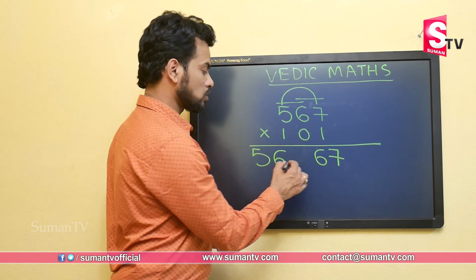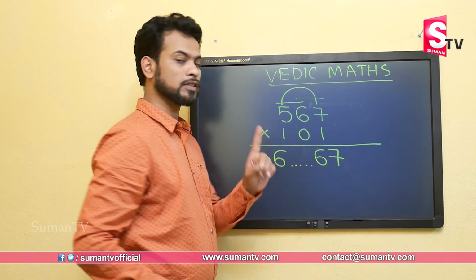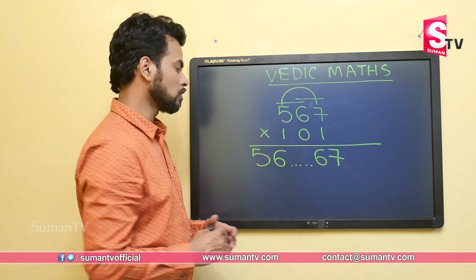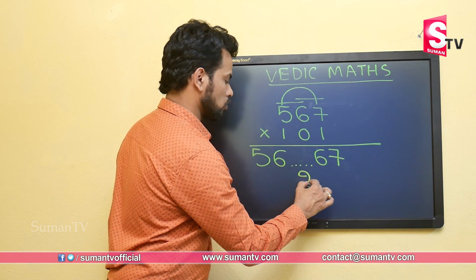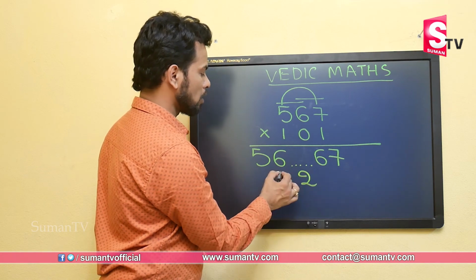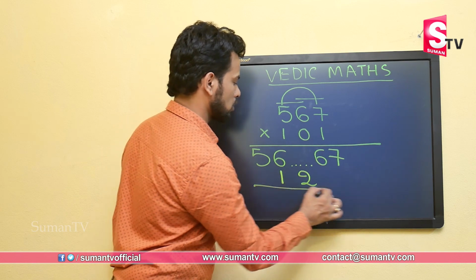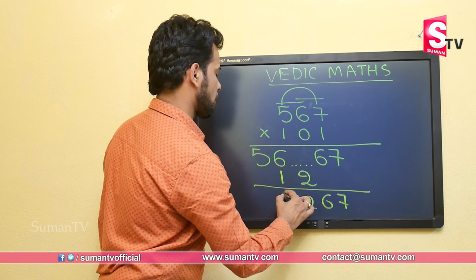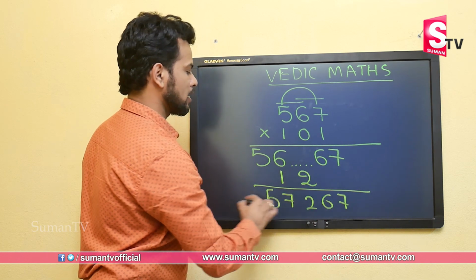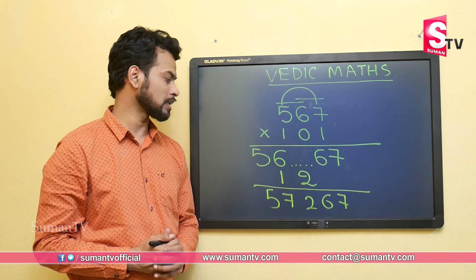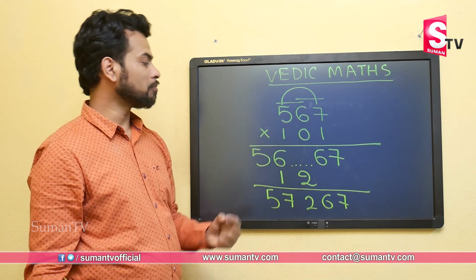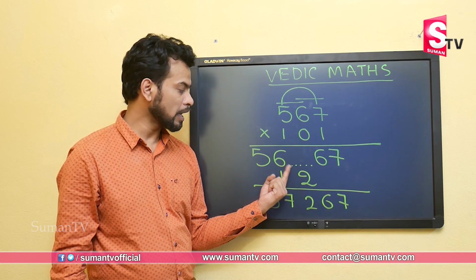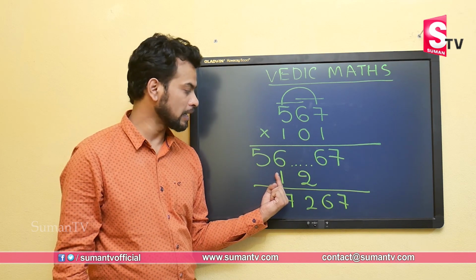But in the middle place we have space for only a single digit answer. So how will we write 12? We can write 2 in the place of the middle answer and 1 will be carried over here. So your final answer is 57,267. If you get a double digit middle answer, the tens place will be carried over to the left side.